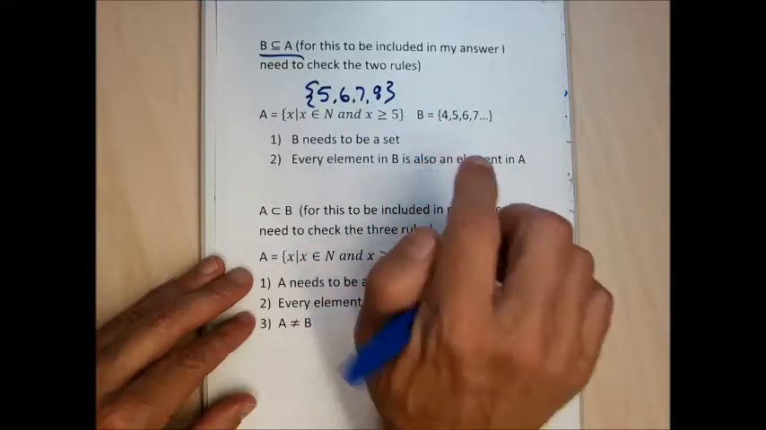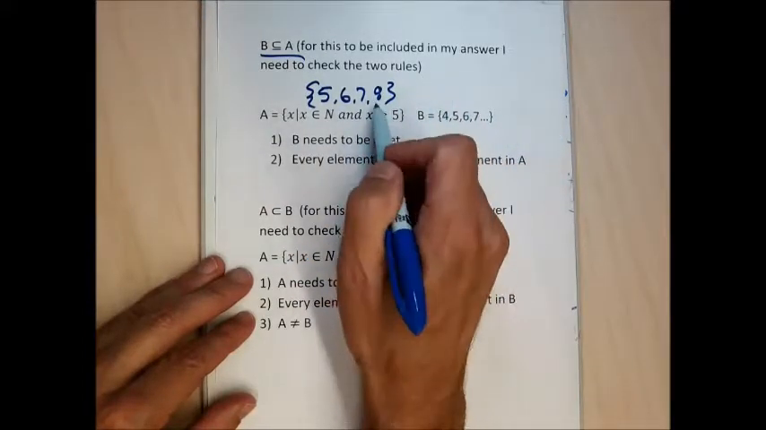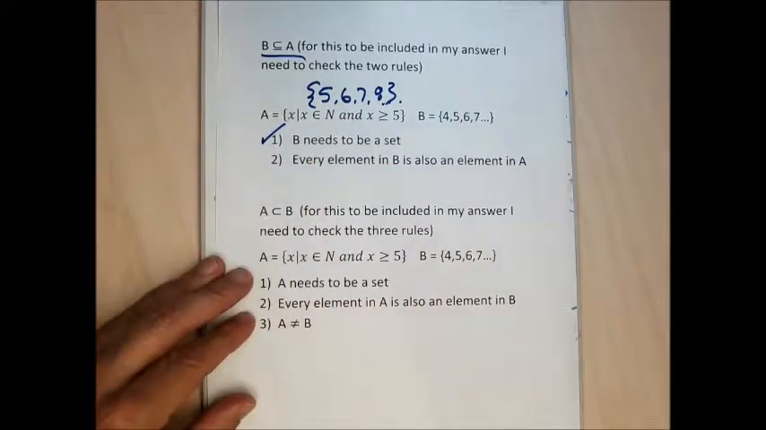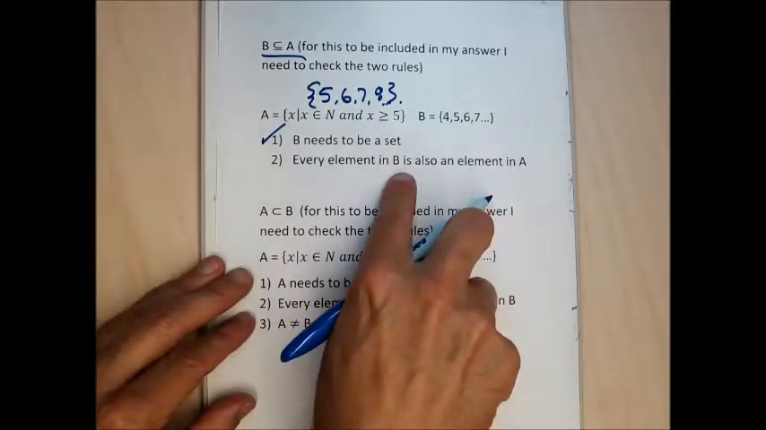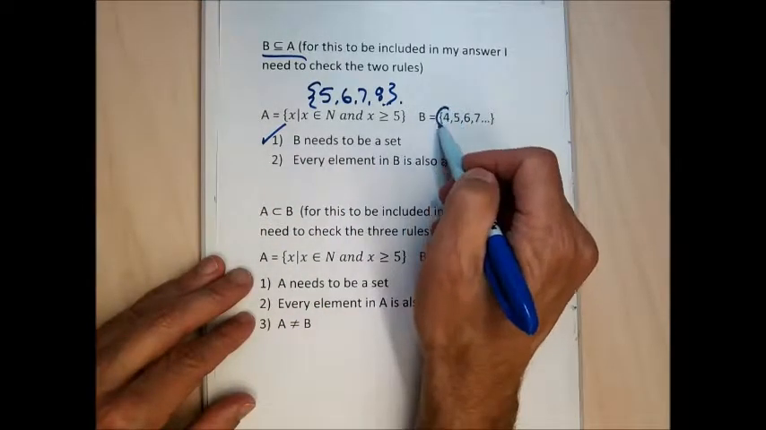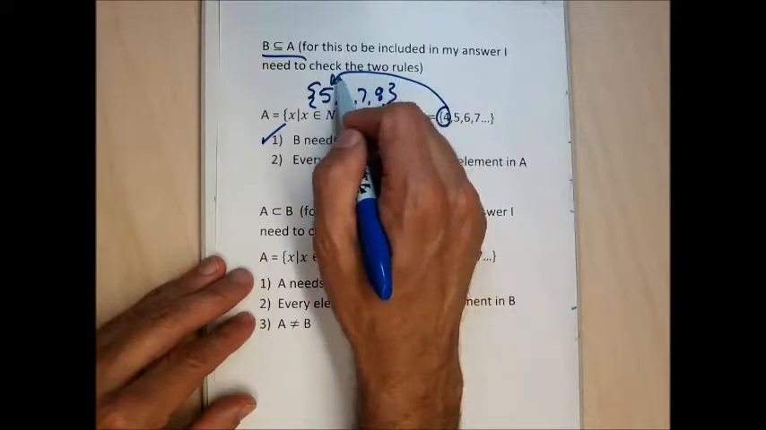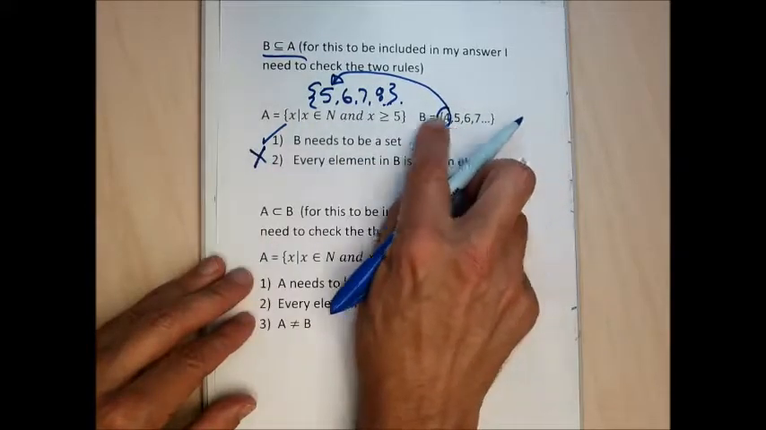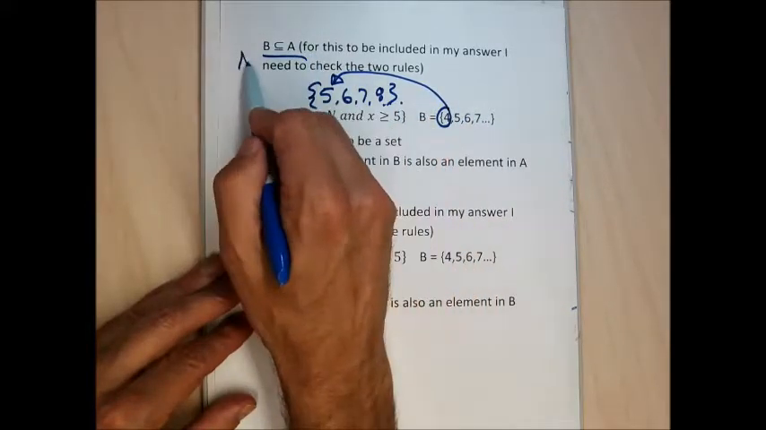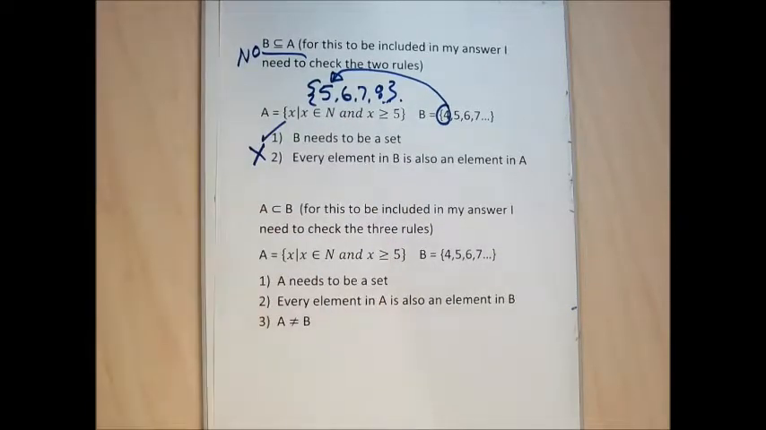For B to be a subset of A, B needs to be a set. It's in set builder notation, so it's a set. Also, the second rule, every element of B needs to be in A, and this is where it breaks down because there's a 4 in B that's not in A. So the second rule gets violated and that symbol won't be in my answer.